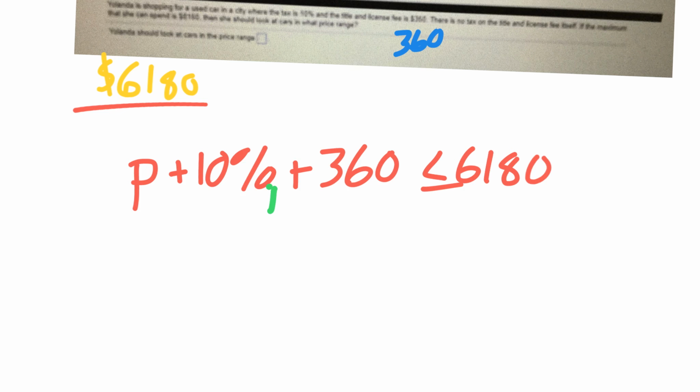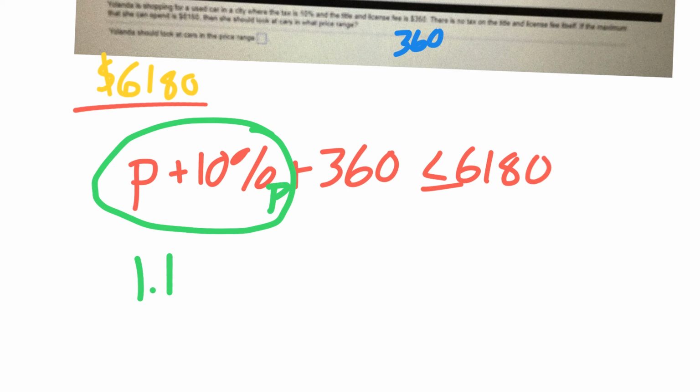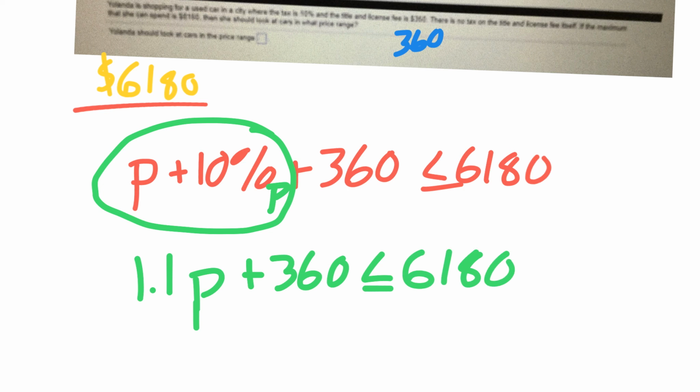Okay, so right here, I don't know how much y'all have done with sales tax, but basically the price plus 10% of the price is 110% of the price. You just add those together. 100% plus 10%, so 110%, we could write that as 1.1. So 1.1p plus 360 has to be less than or equal to 6180.